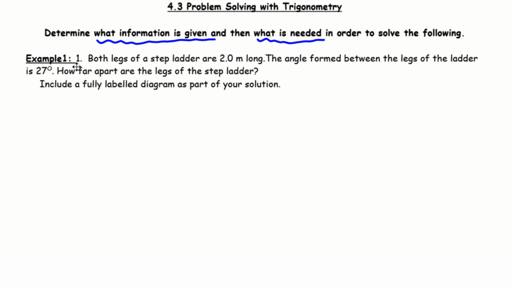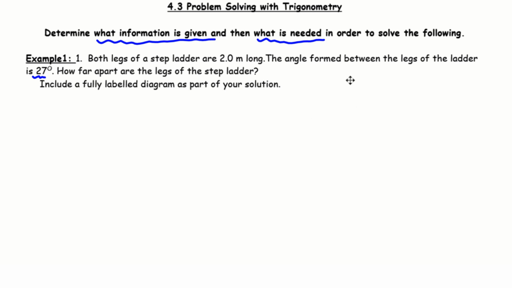So example 1, both legs of a step ladder are 2.0 meters long. The angle formed between the legs of the ladder is 27 degrees. How far apart are the legs of the step ladder? Include a fully labeled diagram as part of your solution.